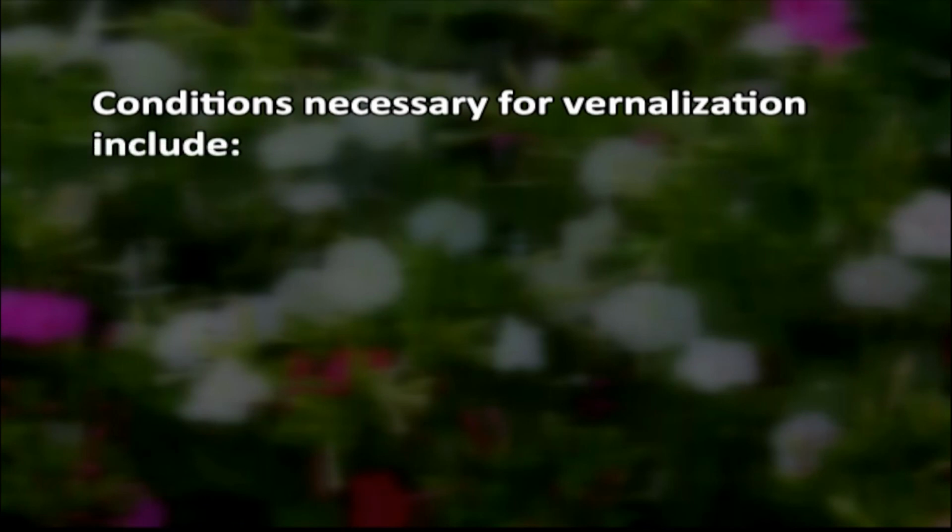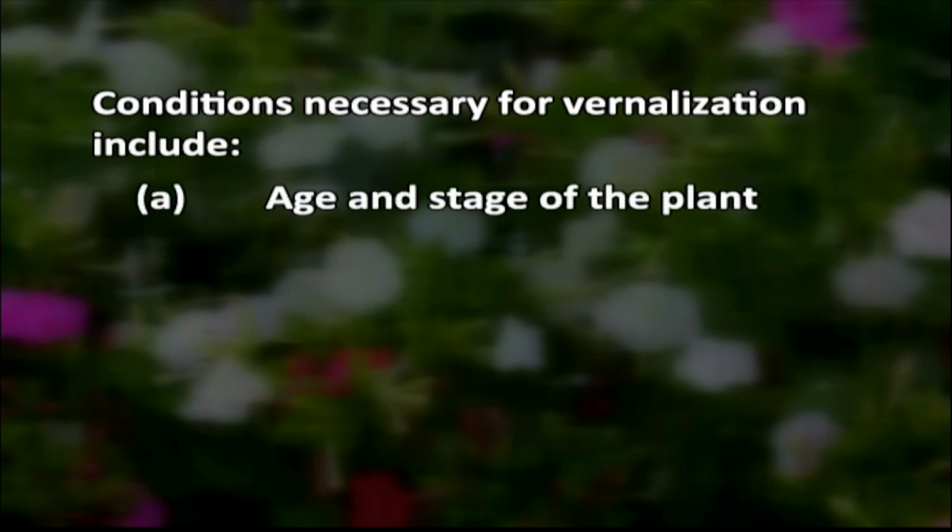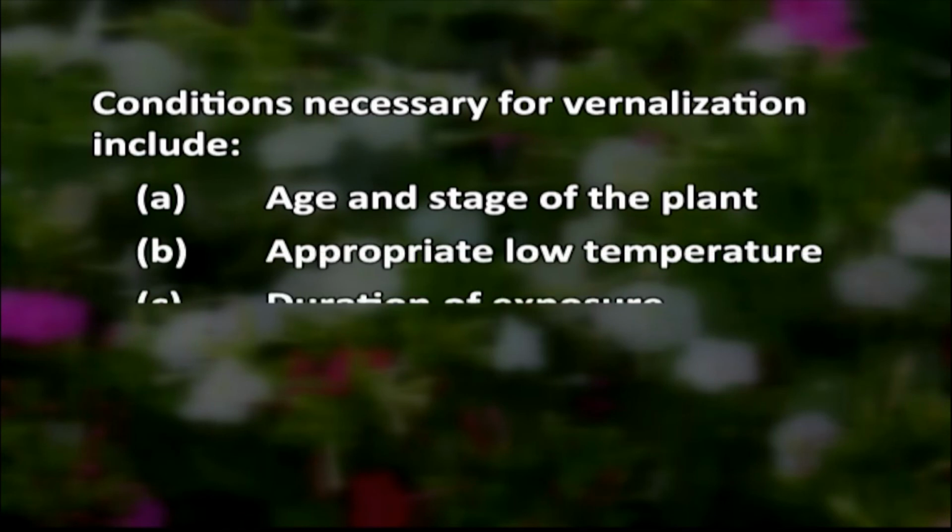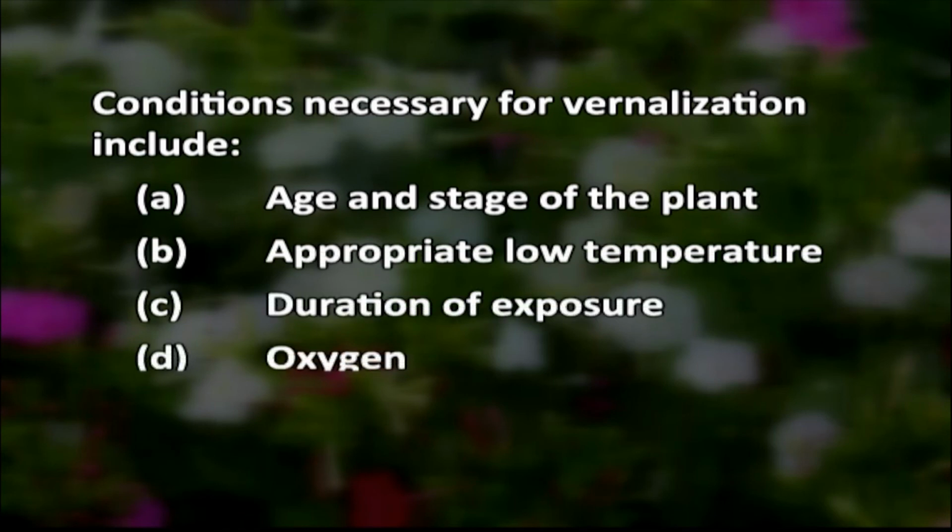Let me tell you that the cold stimulus in fact is perceived mainly by the apical meristem, though other parts of the plants are also reported to receive the stimulus. It is believed that the cold stimulus results in formation of a floral hormone which is called vernalin, which is in fact yet to be purified, characterized and isolated completely. But the important conditions that you require for vernalization include age and stage of the plant, appropriate low temperature, duration of the exposure, oxygen, water, and so on.